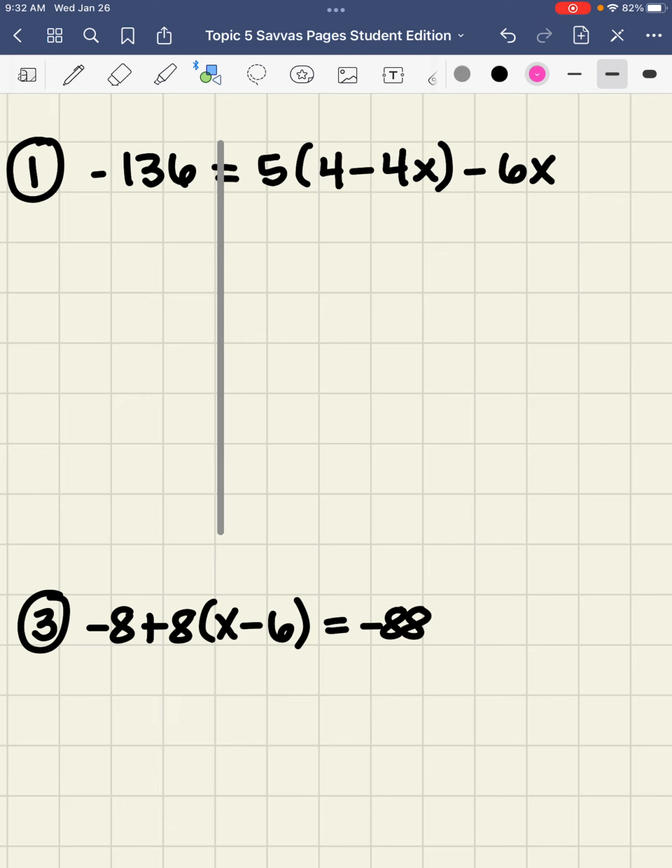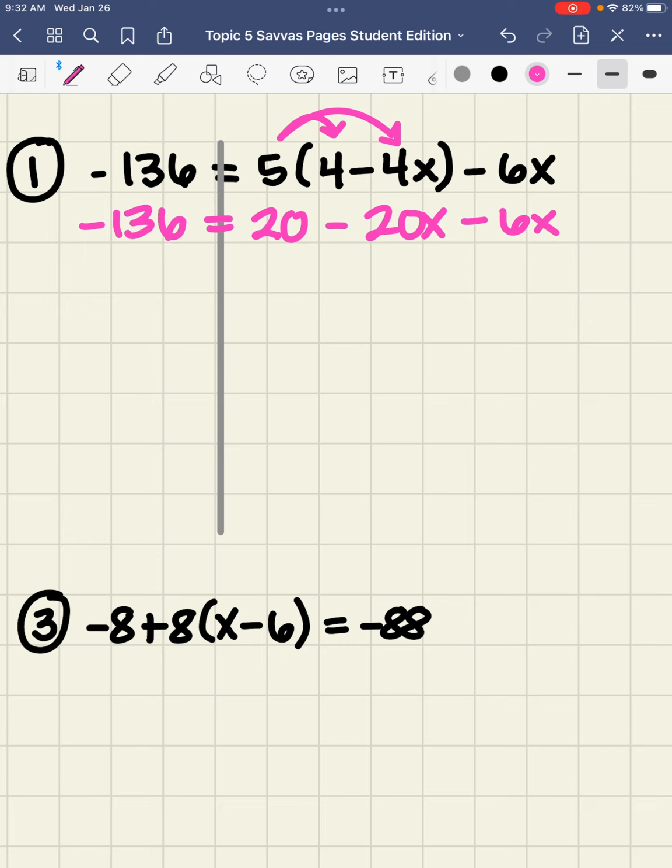So I'm going to multiply 5 times 4. 5 times 4 is 20. And then I'm going to multiply 5 times negative 4x. 5 times negative 4x is negative 20x. Now, I've done the distributive property. I got rid of my parentheses, but I still have to do something with this negative 6x. It didn't change, so I'm just going to bring it down. So minus 6x. And all of that is still equal to negative 136.